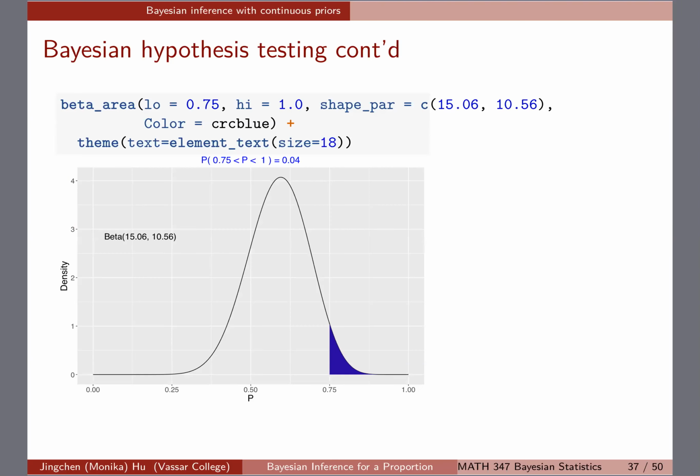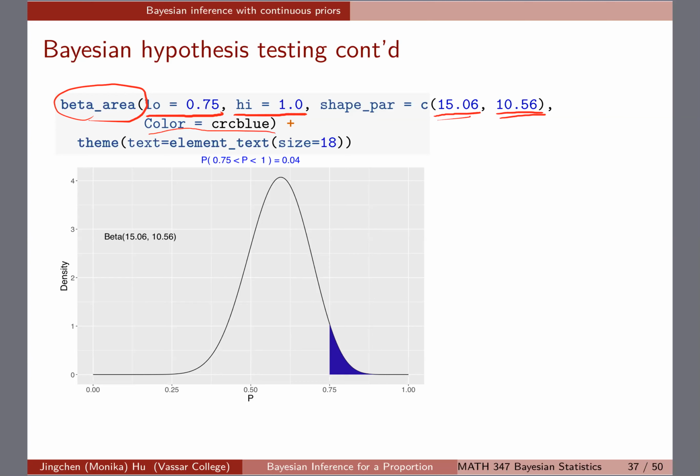Okay? So one way you can do this is through the prop-based package that I mentioned before. This is the beta underscore area function that can do that for you. So this is the R script. You have to specify the lower cutting point, because we want greater or equal to 75%, right? So you set the LO, which stands for low, to be 75%. High is 1, because it's a proportion, so it goes from 0 to 1, so the maximum number is 1, right? And then you input the shape parameters. Remember, these are the two shape parameters in the posterior distribution of P. Okay, so you input those two.